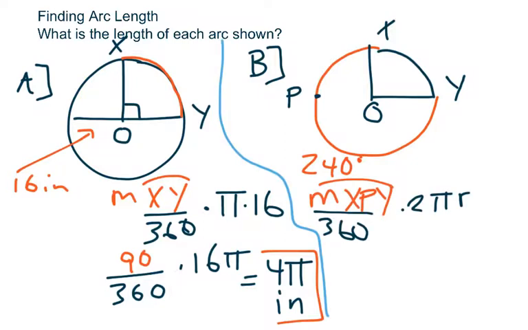For part B, we're looking at the measure of arc xpy over 360 times 2 times pi times r. That's because here we have a radius and the circumference is given by 2 times pi times radius. Okay, so we know that the arc measure is 240. That's given right here. We simply substitute it in for the measure of arc xpy.